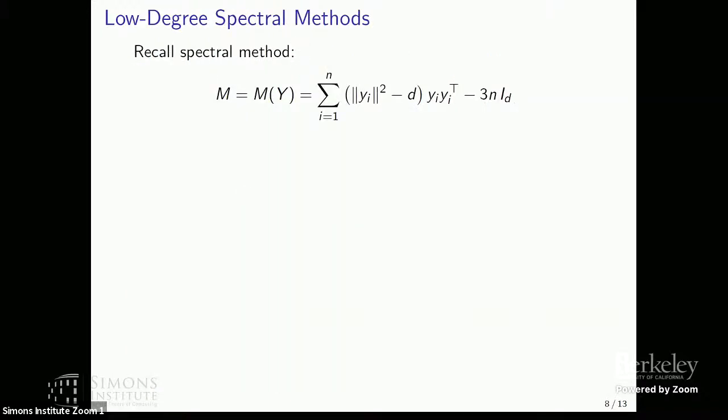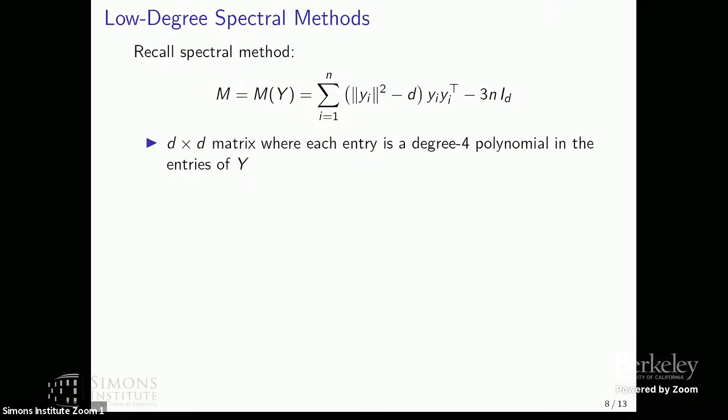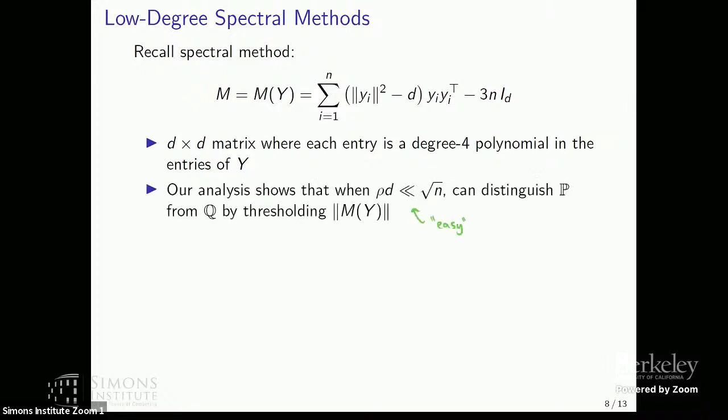And so, how are we going to argue that this problem is hard? Well, remember that this was some spectral method that succeeded in the easy regime. What does it look like? It's some D by D matrix where each entry is a particular degree 4 polynomial in the entries of Y, kind of 2 degrees coming from here and 2 from here. And so we know that in the easy regime, you can solve the distinguishing problem just by thresholding the biggest eigenvalue in absolute value of this matrix. This follows from the analysis before.